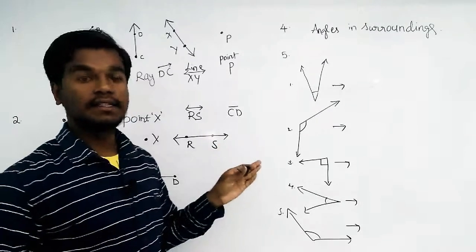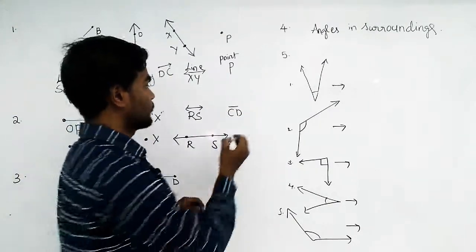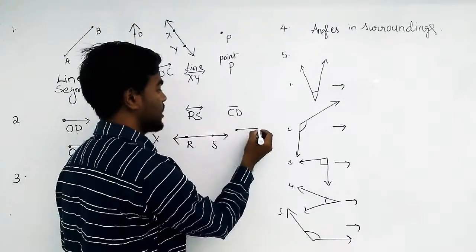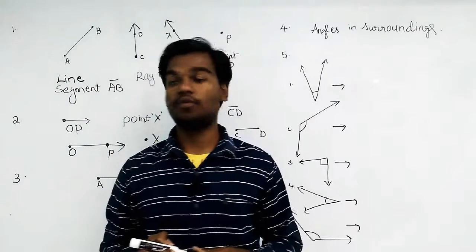And CD is a line segment. It starts somewhere and ends somewhere. CD is a line segment, and it will have both a starting point and an ending point.